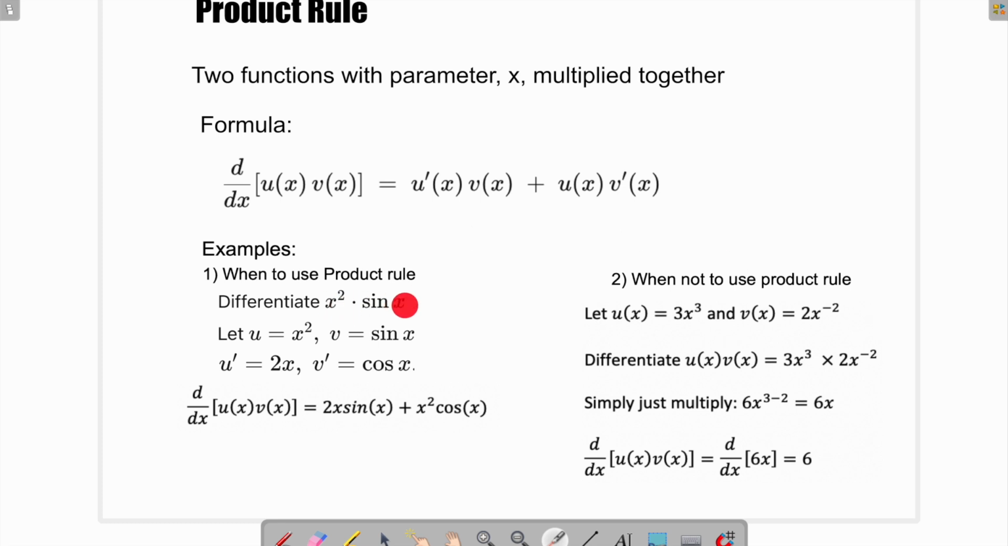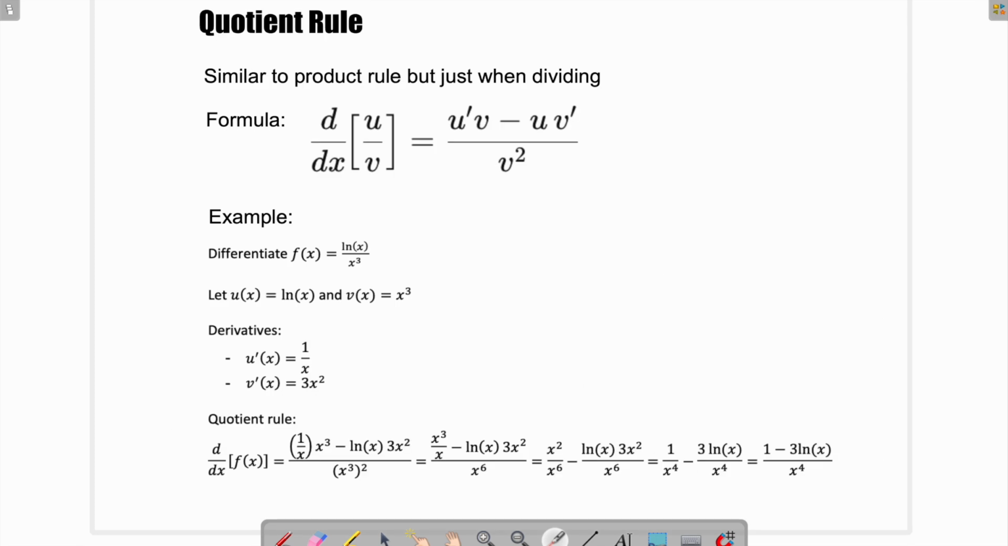But in cases where you can't multiply the parameters together, as can be seen here, you will use the product rule. Awesome. Now we are moving on to the quotient rule. The quotient rule is pretty much the exact same principle as the product rule, except this time instead of multiplying, we are dividing.